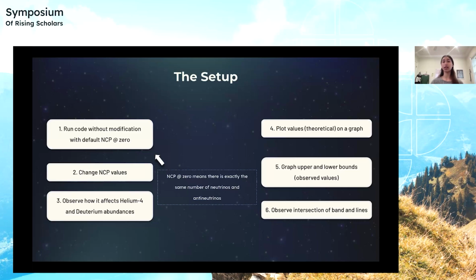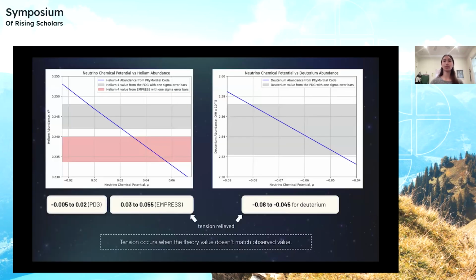We acquired these observed values from two sources, the PDG, Particle Data Group, and Empress. The reason we have two sources is because the Empress is a newer source from 2021, but the Particle Data Group is more widely accepted, despite it being older. Then we observed the intersection of these bands and lines. These were our resulting graphs.